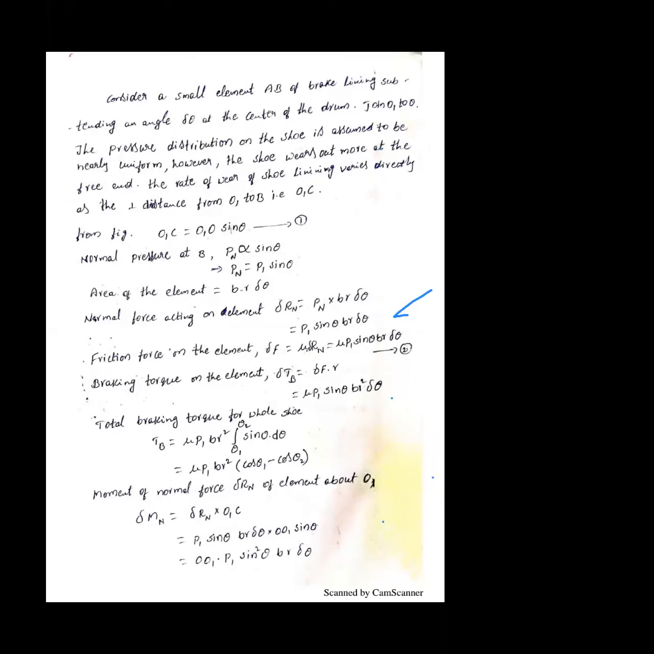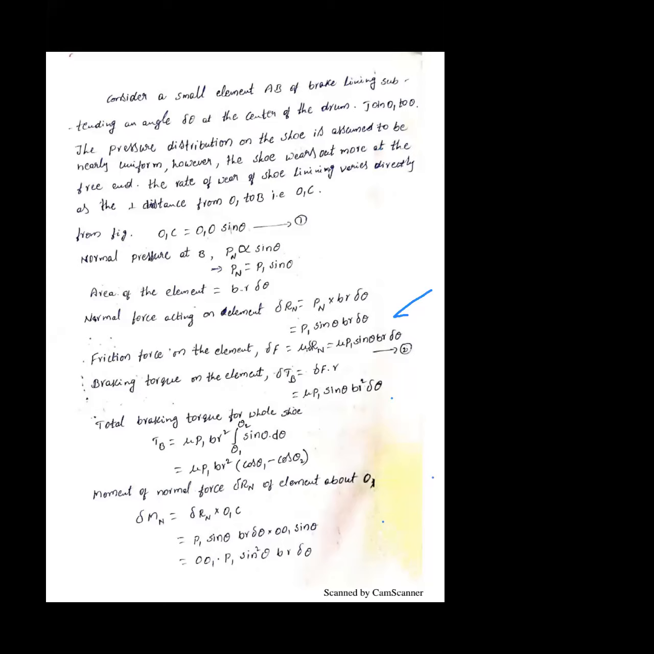Now we write the frictional force on the element. Frictional force delta F equals, what is the formula? Mu into delta Rn. Delta Rn was already written earlier, so that value is substituted here. So that is mu P1 sin theta Br delta theta.